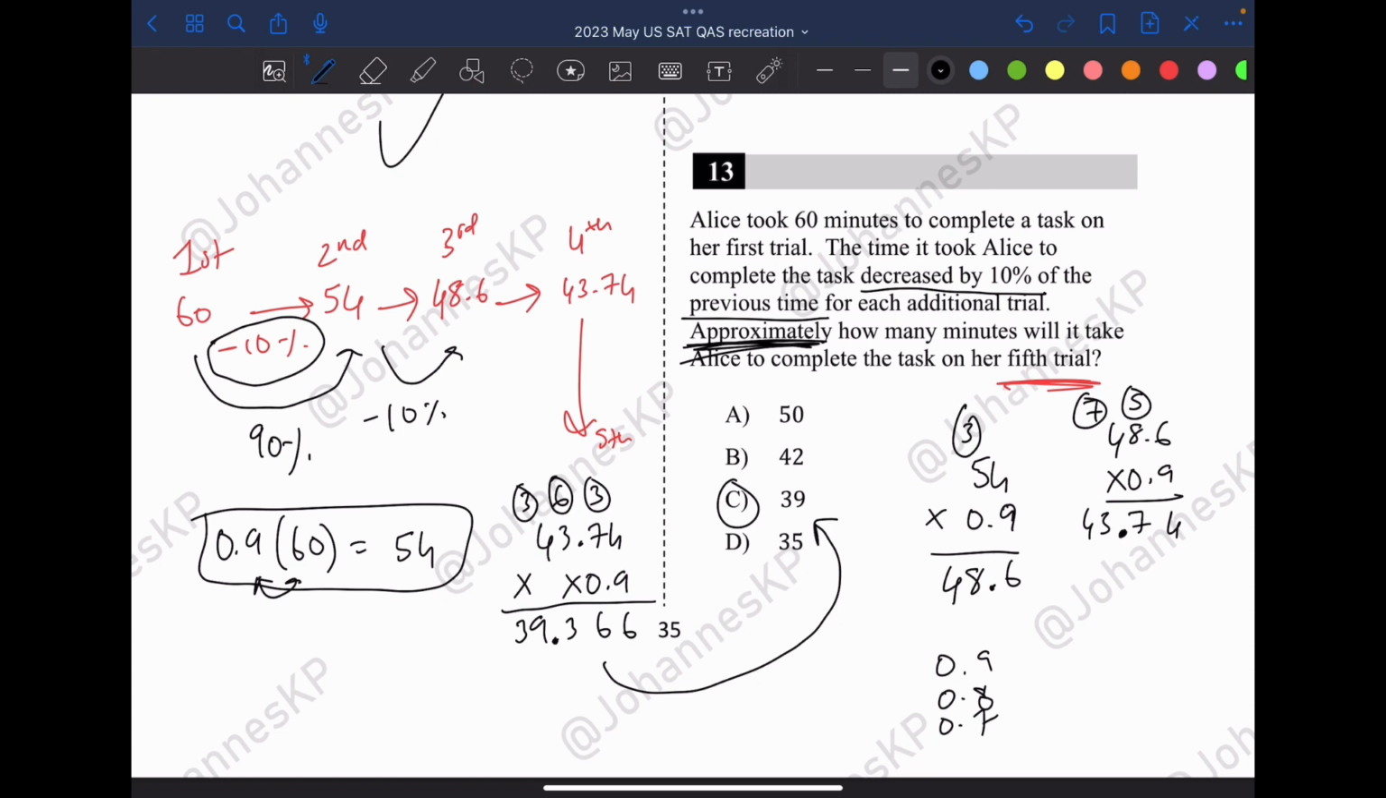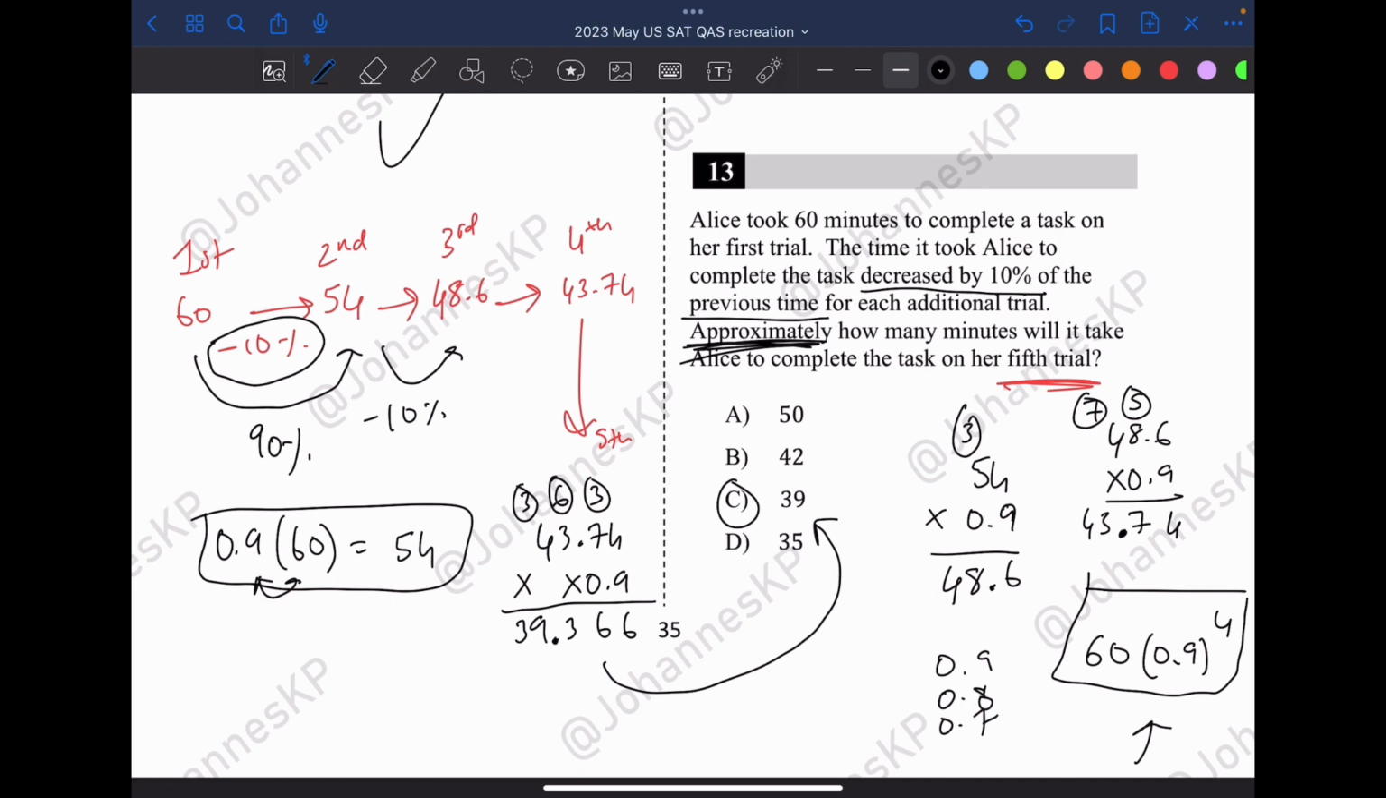In other words, what we did here, actually, if you want to put this on a calculator, it would be 60 times 0.9 to the power of 4. Because we did it 4 times. We decreased it 4 times to get to the final answer. So 0.9 each time gives you each trial, and then doing it 4 times gives you the 5th trial automatically in one step. But in this case, we do not have a calculator, so we cannot just plug in this and get an answer. But yeah, so that's how we do it, using actual long multiplication, and we get an answer.